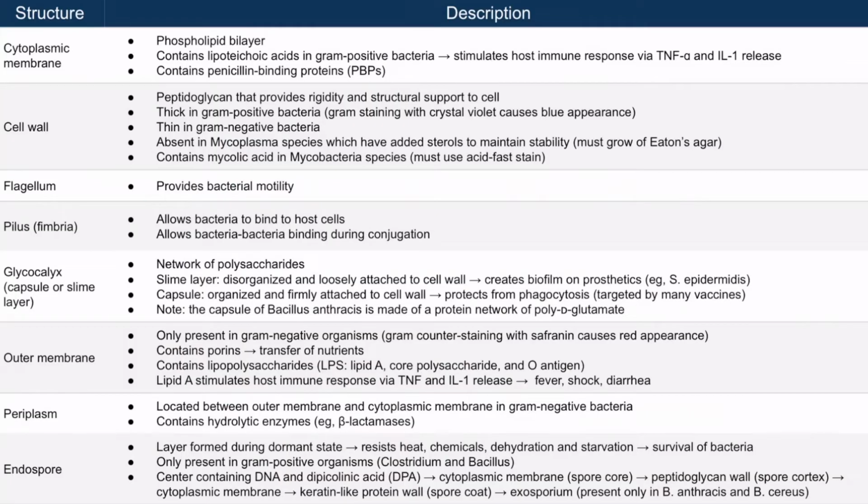Now let's talk about the glycocalyx. This is simply a network of polysaccharides, and it can come in two forms. If the glycocalyx is disorganized and only loosely attached to the cell wall, it is termed a slime layer.